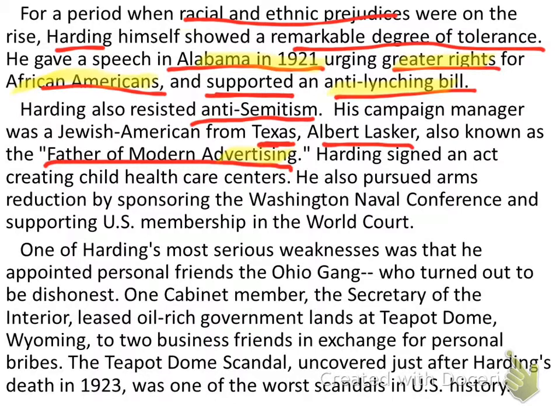So, Lasker, known as the father of modern advertising. Harding signed a bill into law creating healthcare centers, child healthcare centers. Again, this is something that really was not heard of at that time. He also pursued arms reduction, the reduction of weapons, by sponsoring the Washington Naval Conference, which I believe was one of our vocabulary terms, and supporting the United States membership in the World Court.